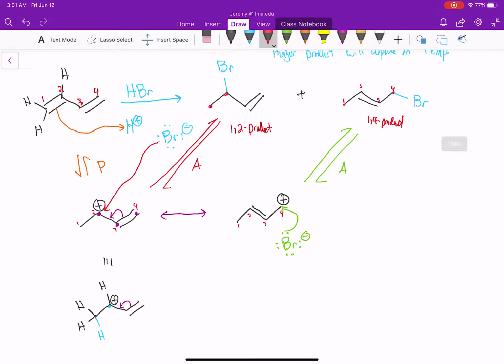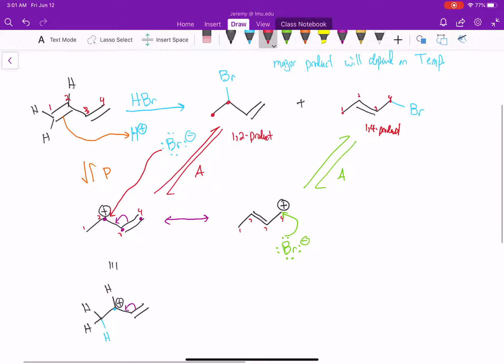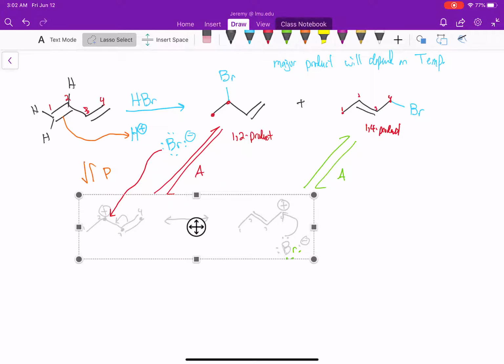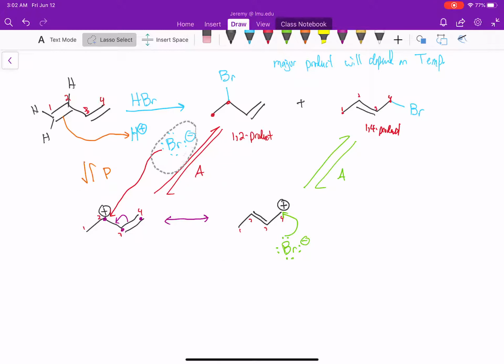Okay? So it turns out that there's two products that we can form. There's really two pathways that we can take, right? We protonate first. We form these two resonance structures. Now we have a choice. The path in red, the bromine attacks carbon 2 to form our first product, we're calling 1,2.